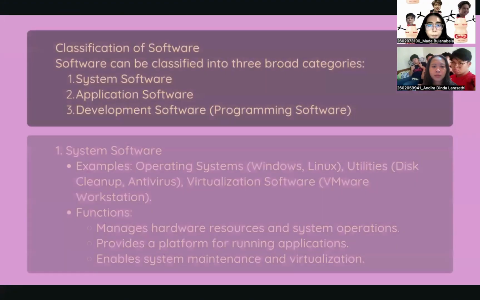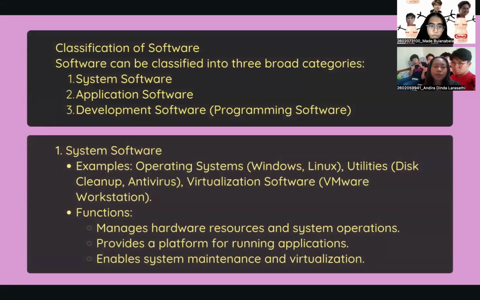It also supports a wide range of operating systems as guest OS, and its integration with vSphere for hybrid cloud management. Software can be classified into three broad categories: system software, application, and development or programming. The first one, system software, examples are Windows, Linux, utilities such as disk cleanup, antivirus, and virtualization software such as VMware Workstation, which we're talking about. The functions are to manage hardware resources and system operations. It provides a platform for running applications, and it enables system maintenance and virtualization.